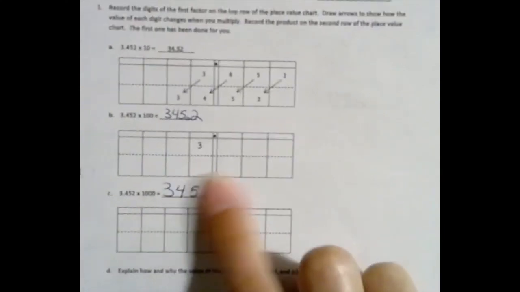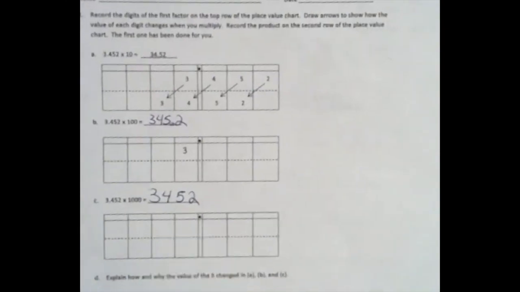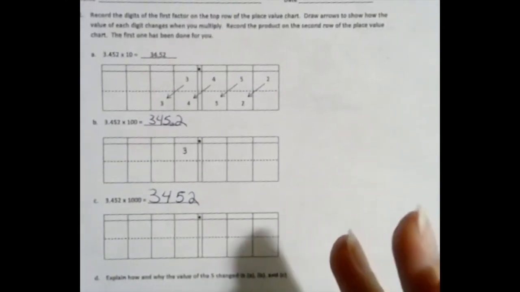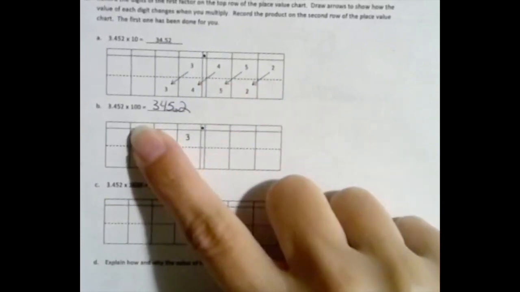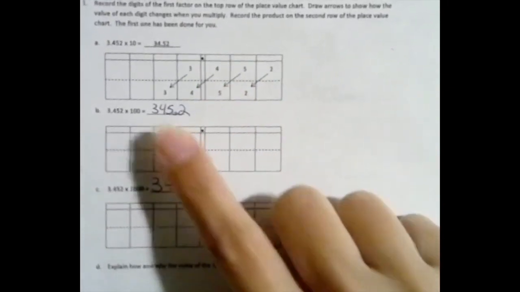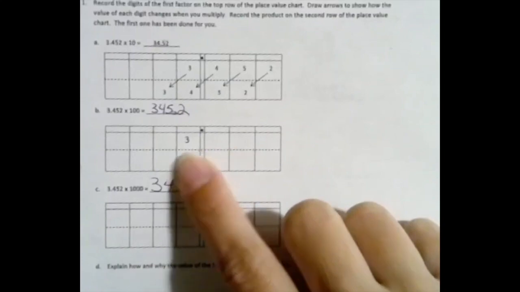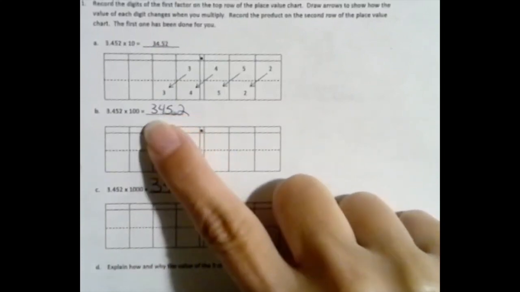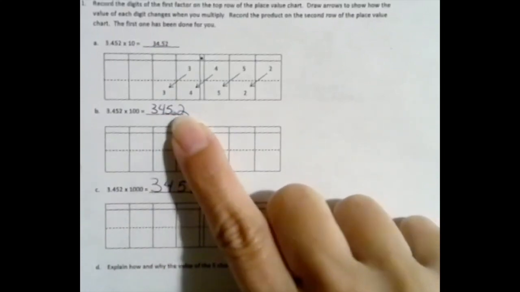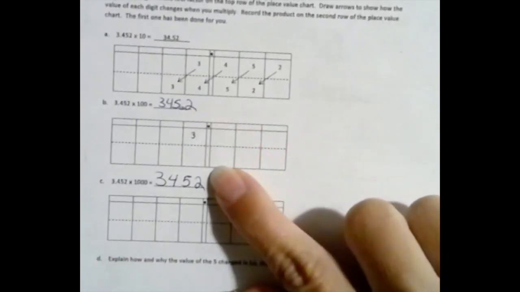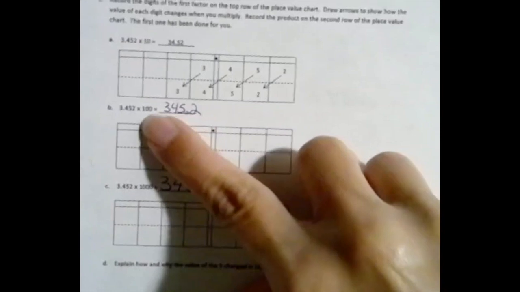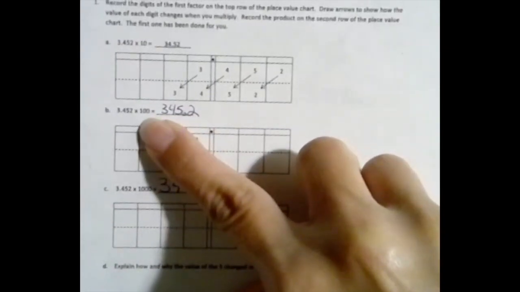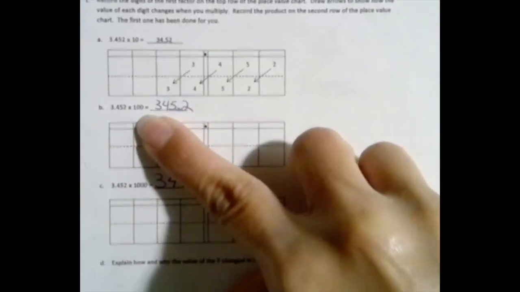You should have worked it out on the place value charts. Now, Ms. Bridges didn't work it out because I've been doing this for several years, but you should have worked it out just like they did. This one we multiplied by 100, so we moved all the digits 2 times to the left, and we got 345 and 2/10. Remember, your decimal goes straight down in your place value chart, and you move your digits however many zeros you have in the factor that you're multiplying by.